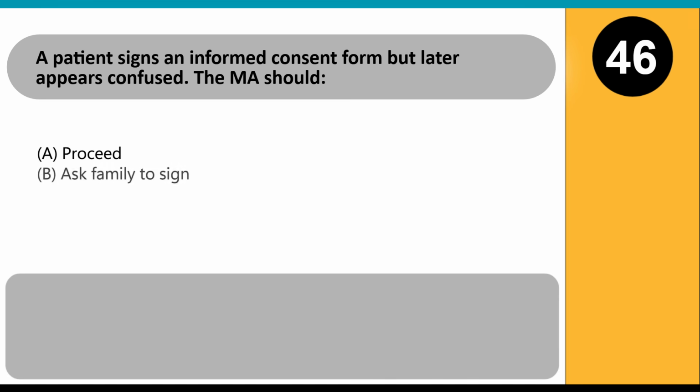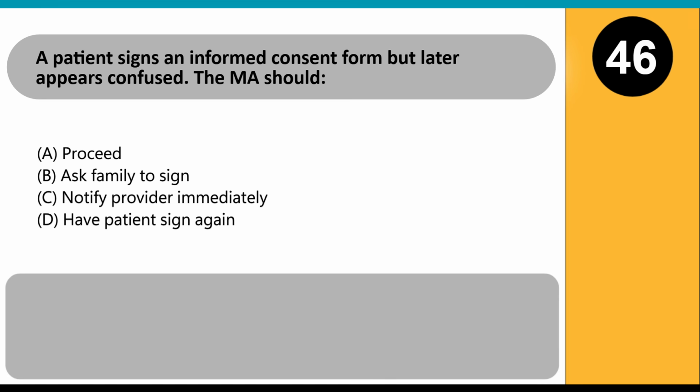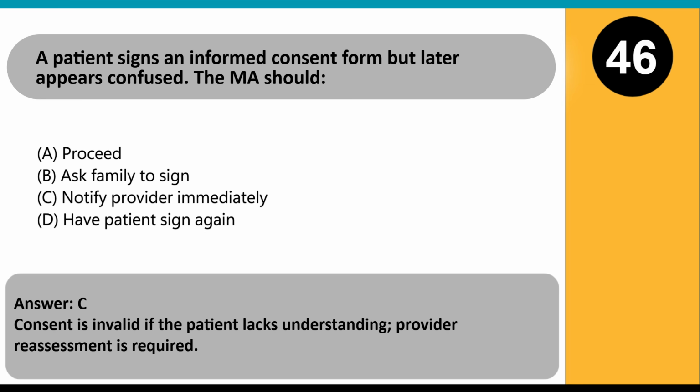A patient signs an informed consent form but later appears confused. The MA should: A. Proceed. B. Ask family to sign. C. Notify provider immediately. D. Have patient sign again. Answer: C. Consent is invalid if the patient lacks understanding.